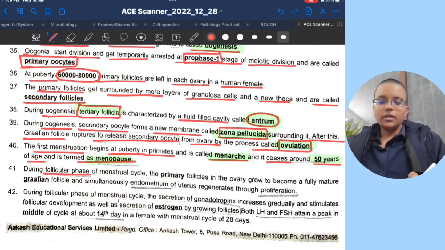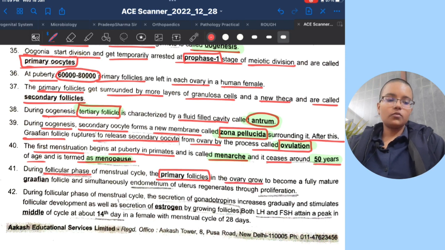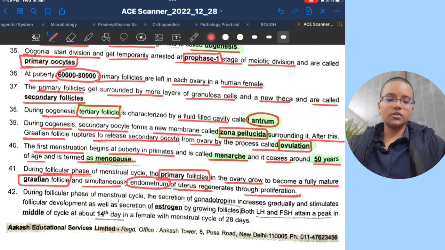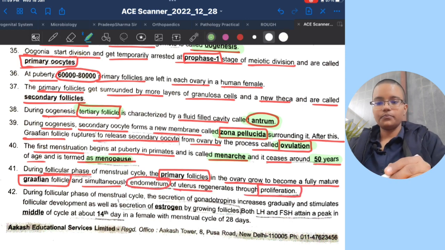During the follicular phase of the menstrual cycle, the primary follicles in the ovary grow to become a fully mature Graafian follicle, and simultaneously the endometrium of the uterus regenerates through proliferation.